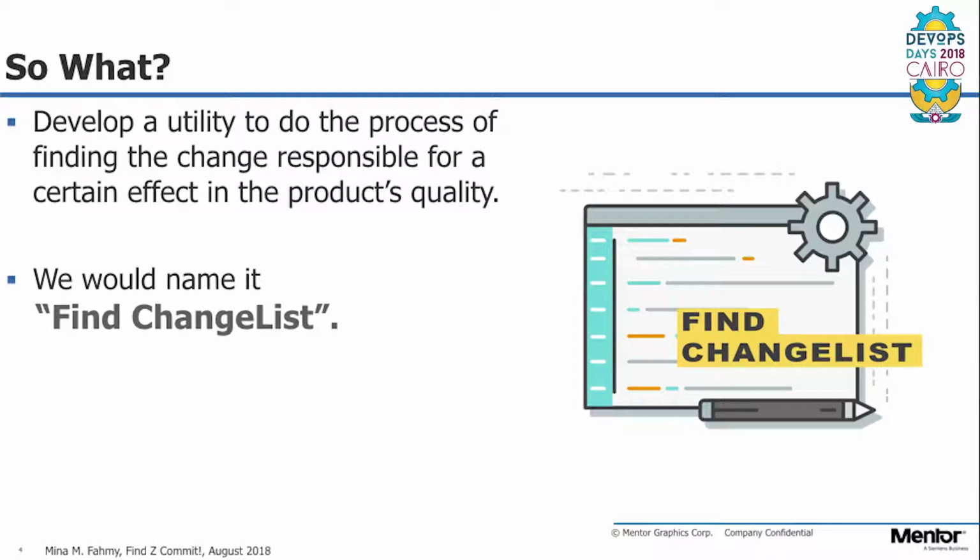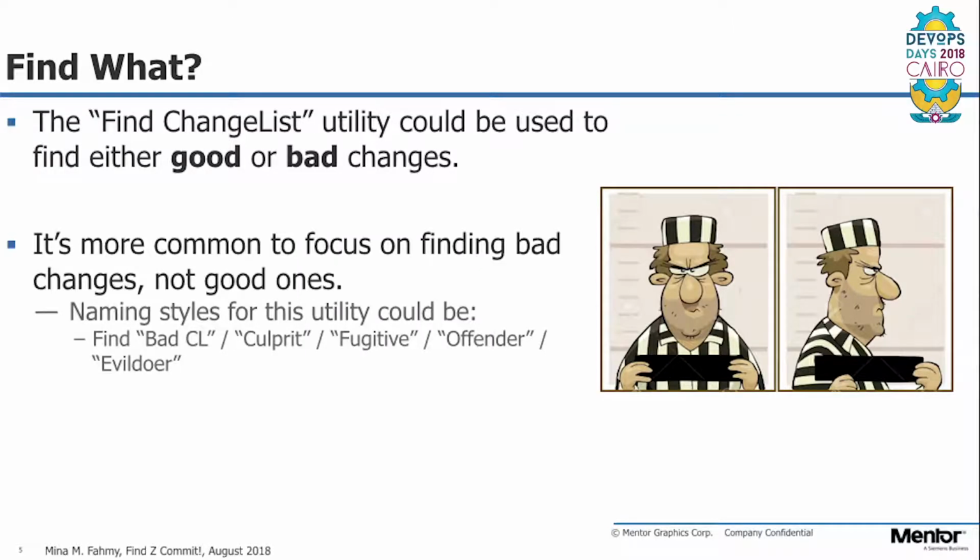So we thought of developing a utility to automate this process of finding the change possibly responsible for a certain effect in the product's quality. We would name it through this presentation as find change list or find CL. And just as a side hint, change list is our SCM terminology for commit, like Git or something.